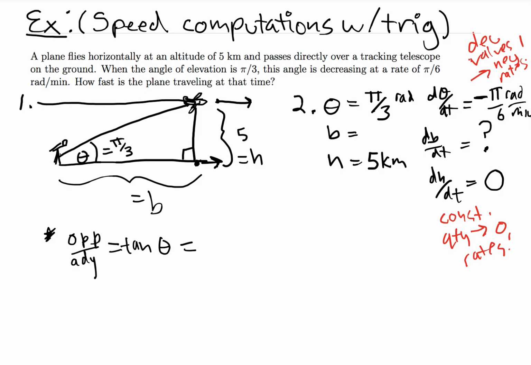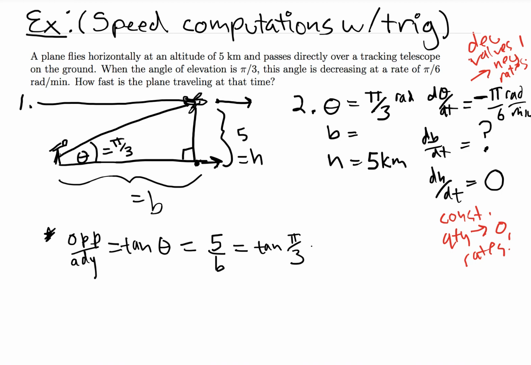If I fill in my opposite side, this is going to be that height, which is 5. If I fill in my adjacent side, this is going to be my b, which is what I'm looking for in the first place. Tangent theta I can actually fill in because we know what the angle was. Okay, this is tangent of pi over 3.